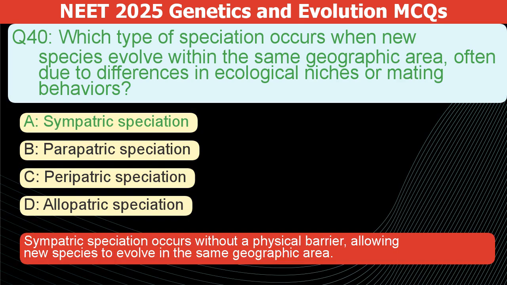The correct answer is A. Sympatric speciation occurs without a physical barrier, allowing new species to evolve in the same geographic area.